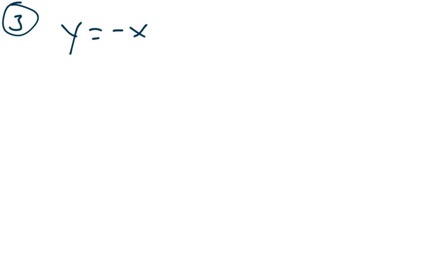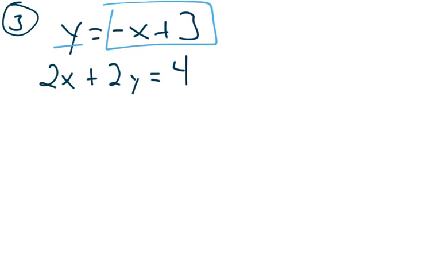y equals negative x plus 3, and 2x plus 2y equals 4. Alright, I'm actually going to use substitution for this one because my y is already by itself. I don't need to do any rearranging. If y is already by itself, go ahead and substitute things in. So this, where y is equal to negative x plus 3, that's going right there in for that y. So 2x plus 2 times my y value. We know y is equal to negative x plus 3. And then that's equal to 4.